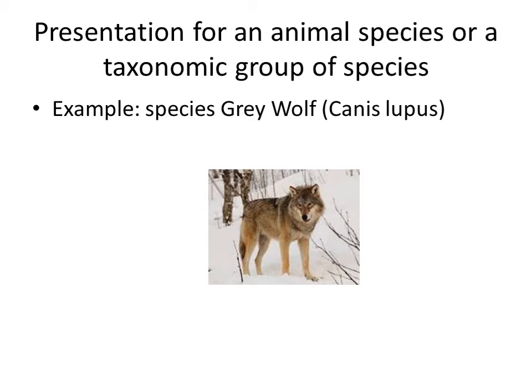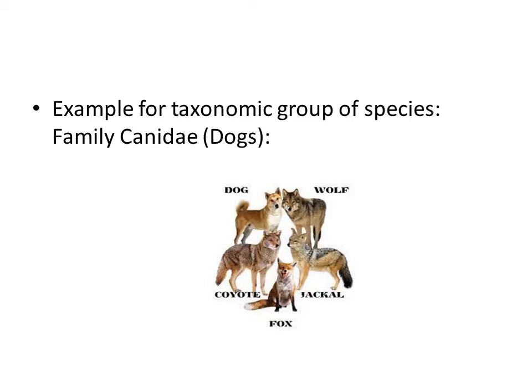So, you have to choose an animal species or taxonomic group of species. For example, if you choose a species, it can be the gray wolf, Canis lupus. If you choose a family, a taxonomic group of species, it can be, for example, the family of the dogs, Canidae. Here you can see it includes the wolves, domestic dog, coyote, jackal, fox, and other species. Of course, the raccoon dog and many others. This is just an example.